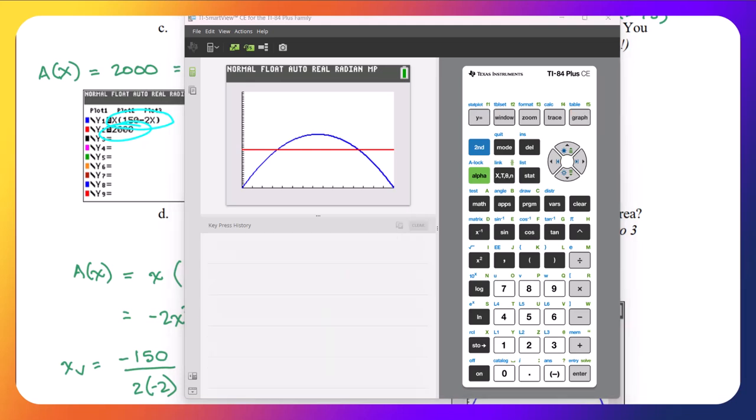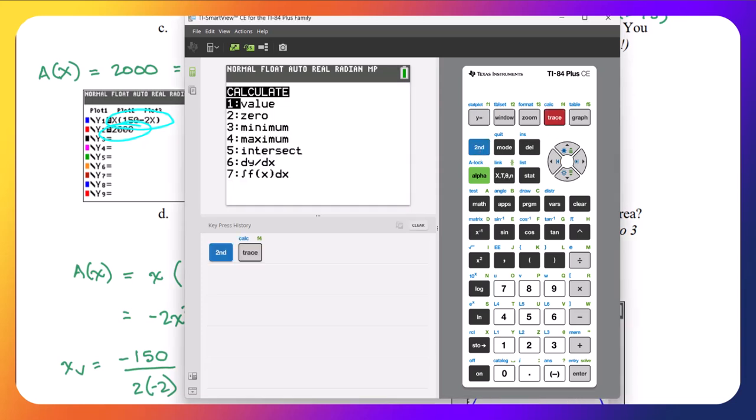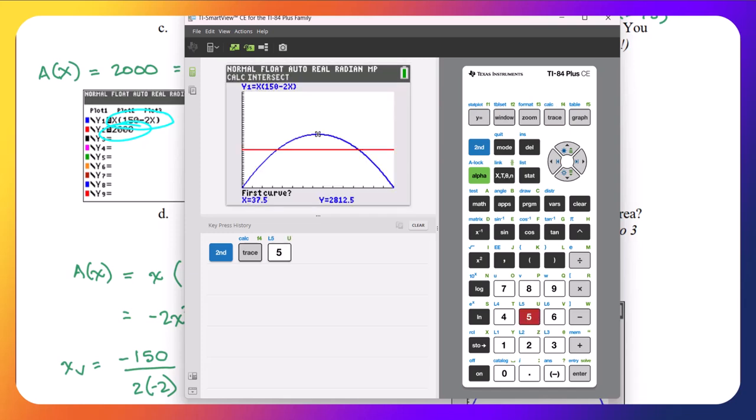To find the first intersection of the blue and the red graph, I'll do second and calc. Choice 5 is intersect. The first curve is the parabola, just press enter. The second curve is the horizontal line, just press enter. And I want the one to the left, so go to the left a number of times. That's close enough, that should get it there. Press enter a third time, and 17.34 or so gives us a y value of about 2,000.